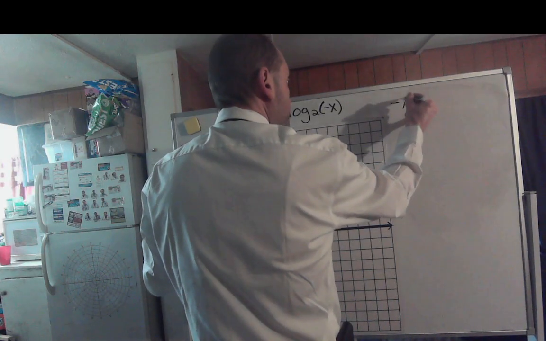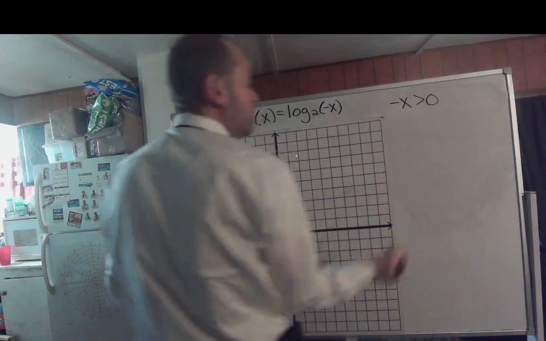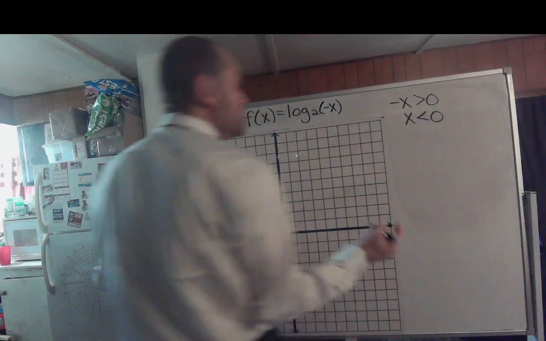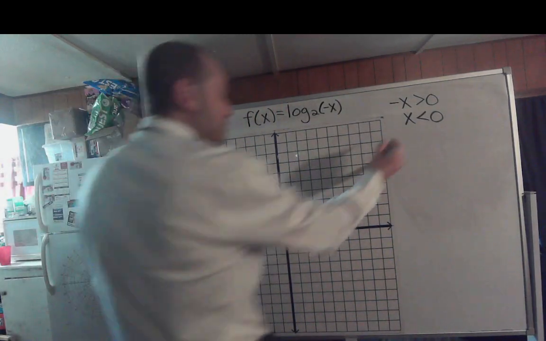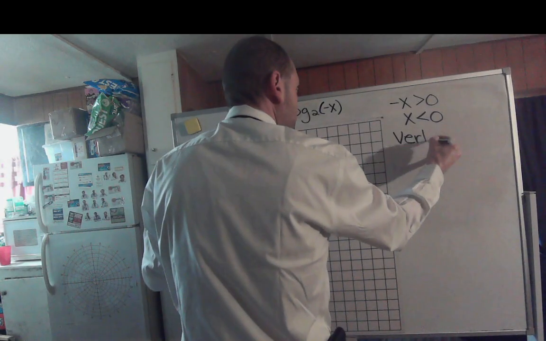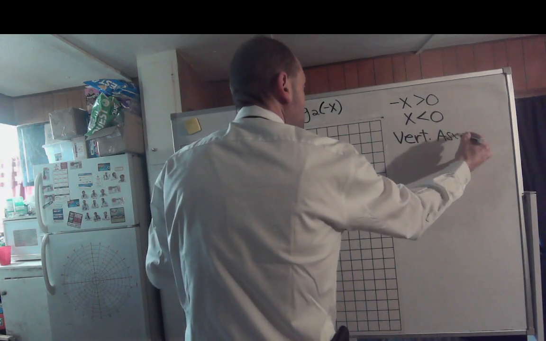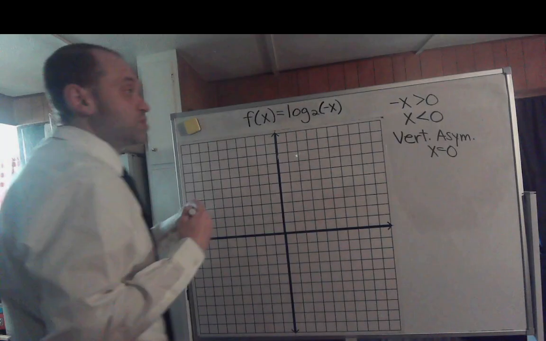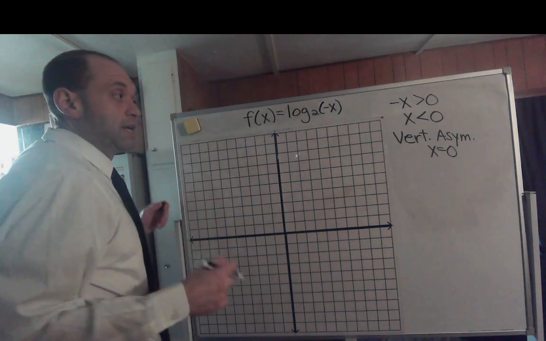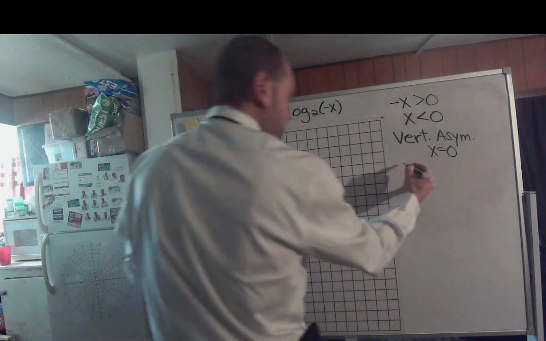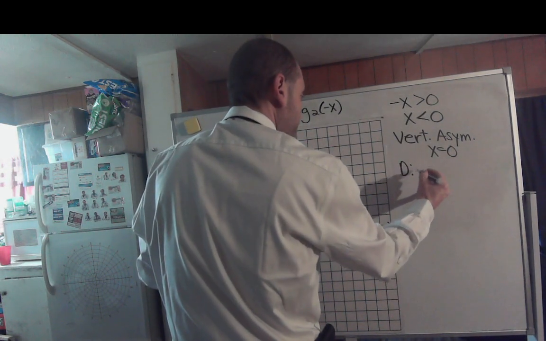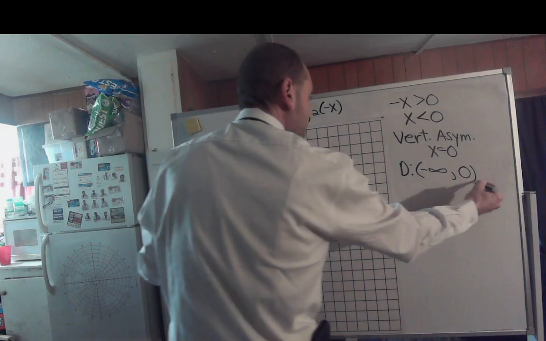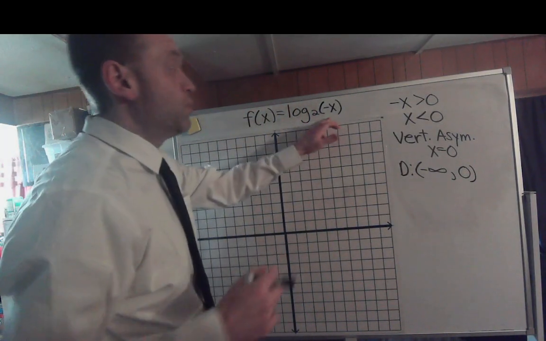So take that -x and set it greater than 0. Well, this would turn into x is less than 0. So what does that mean? You still have a vertical asymptote at x equals 0. That much is true, but your domain is going to be from negative infinity to 0 non-inclusive, since you have a reflection in the y-axis.